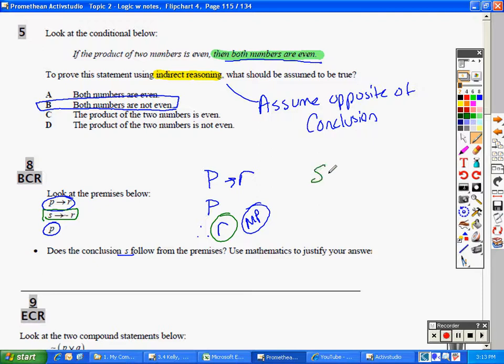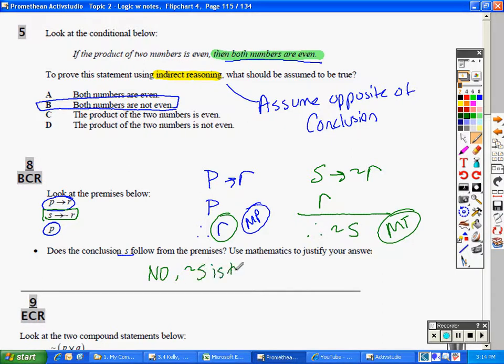I'm going to take my S arrow not R and the statement R and see, is there a law of logic that allows me to combine these 2? And there is. I have if S then not R, but R does happen. It's the opposite of that conclusion, which allows me to conclude that not S happens based on modus tollens. So does the conclusion S follow? No, the conclusion does not follow. Not S is the conclusion of this information here.